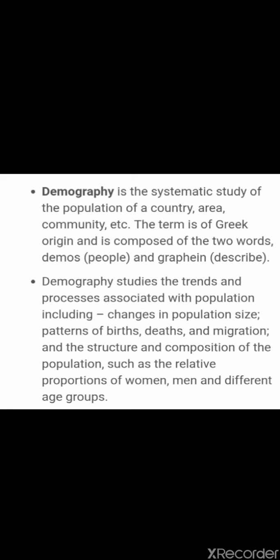Let's start. First topic, demography. What do you mean by demography? Demography is the systematic study of the population of a country, area, community, etc. The term is of Greek origin and is composed of two words: demos means people and graphian means describe.